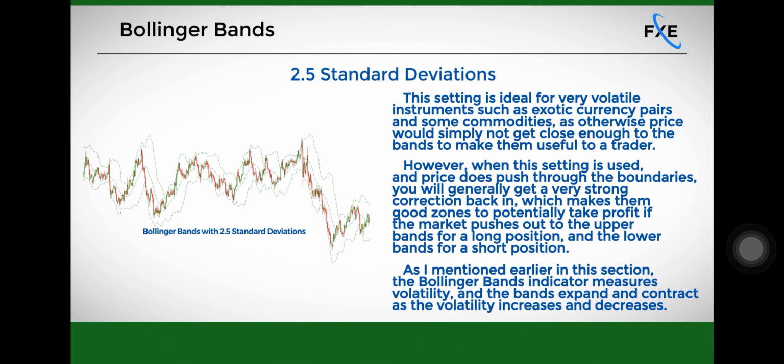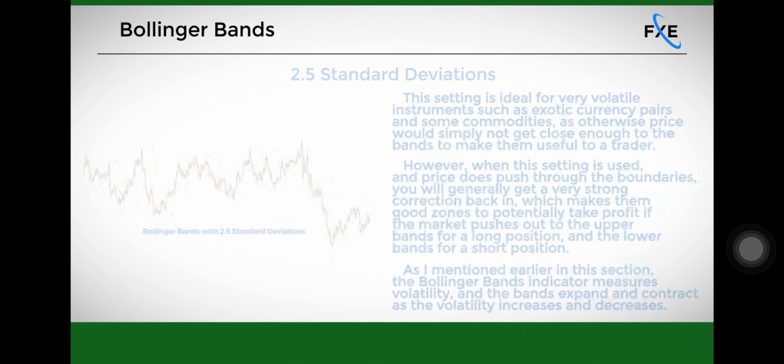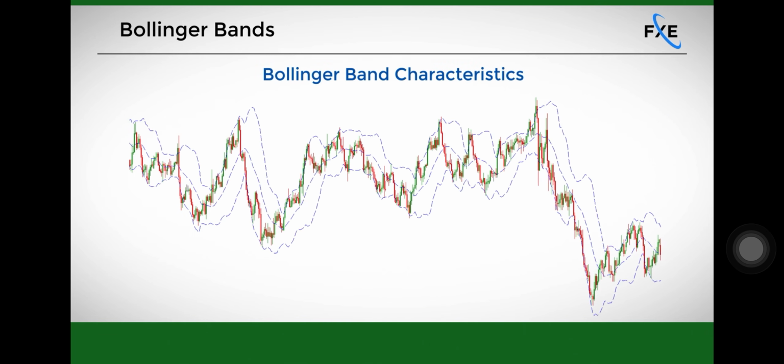As I mentioned earlier in the section, the Bollinger Bands indicator measures volatility, and the bands expand and contract as the volatility increases and decreases. You can see in the example that as price starts to decrease in its range of motion, the upper and lower bands come in and get closer to the middle line. When price starts to move aggressively in a direction, the bands expand accordingly until volatility decreases and the market settles down. You will notice that even when the market begins to trend in a direction, most of the price action is still contained inside the bands.